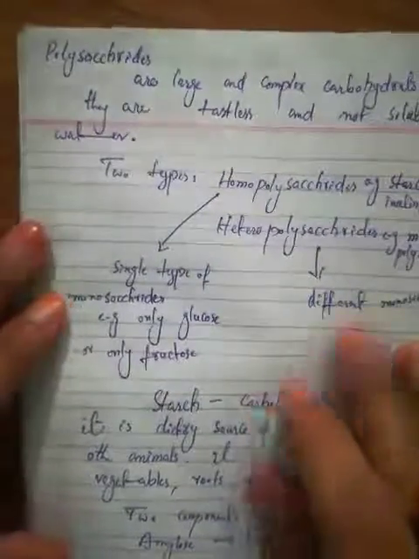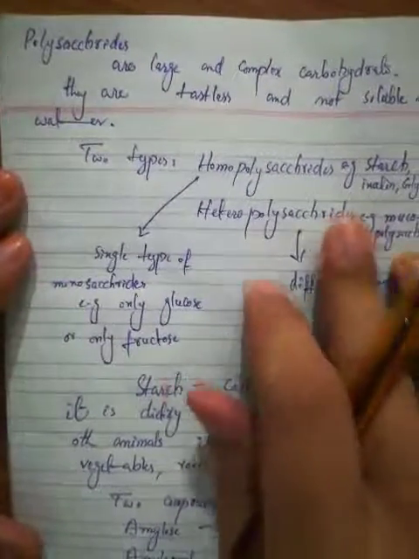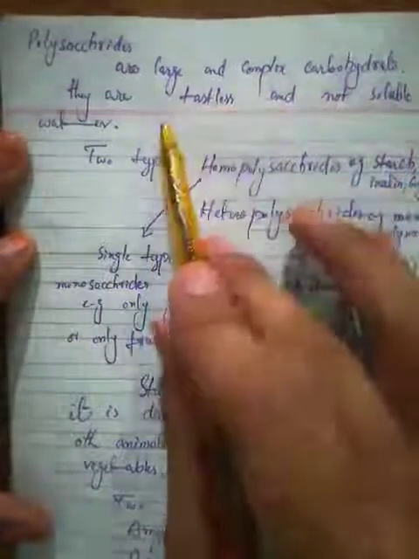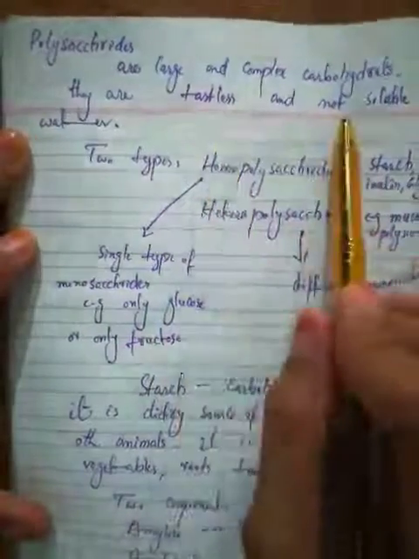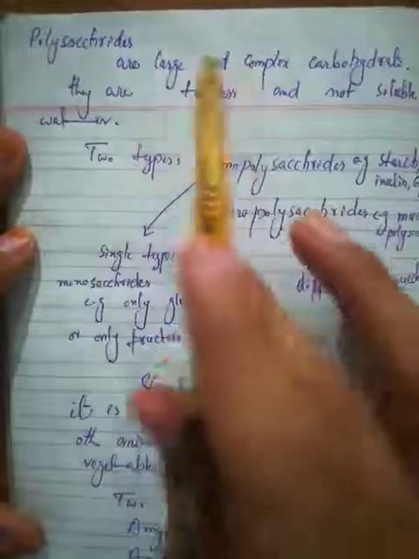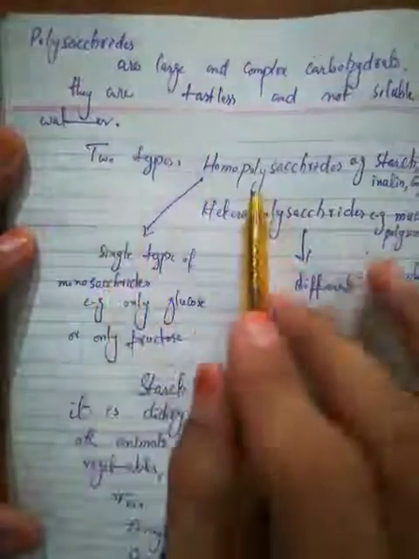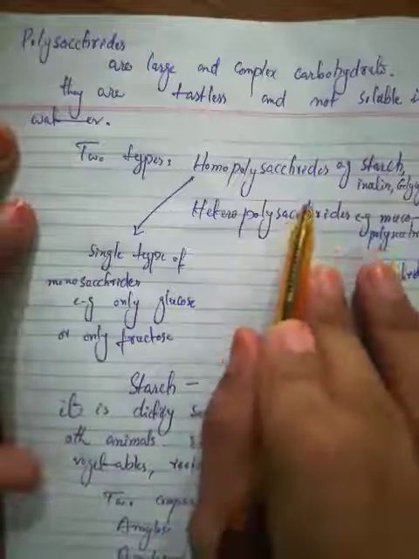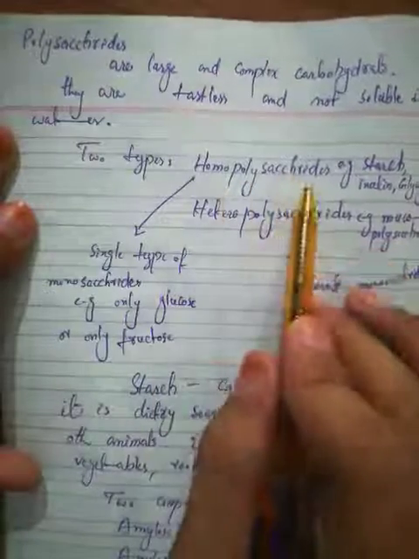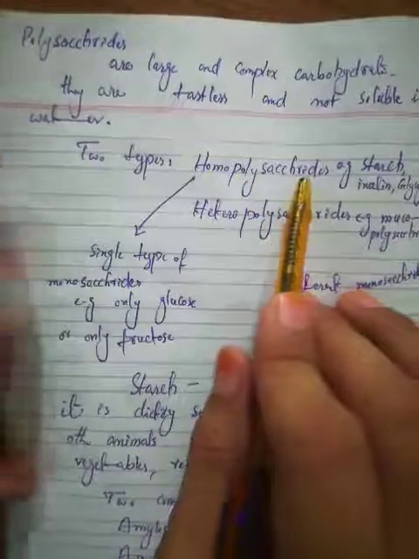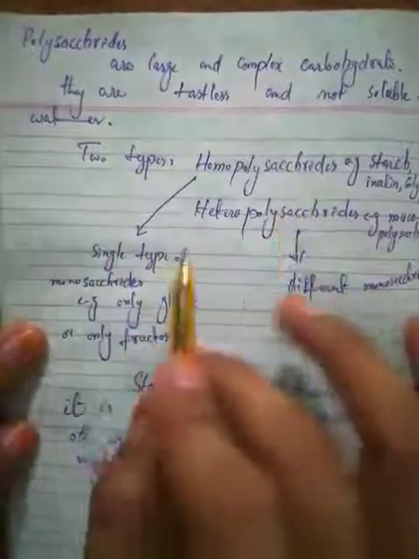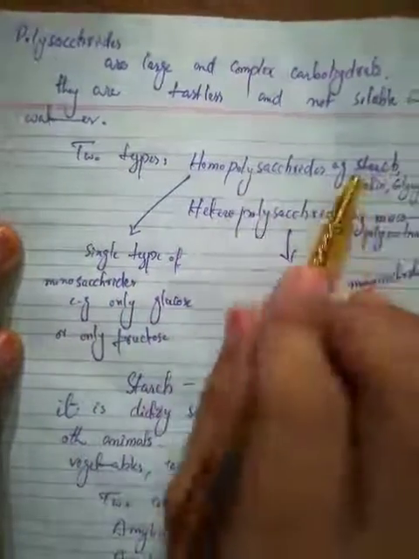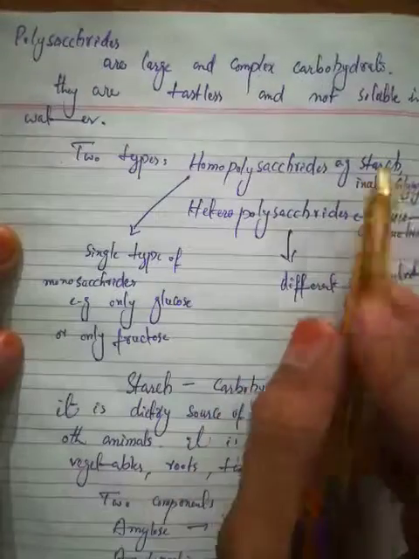Now polysaccharides. Polysaccharides are large and complex carbohydrates. They are tasteless and not soluble in water. There are two types of polysaccharides, homopolysaccharides and heteropolysaccharides. Homopolysaccharides are those polysaccharides which are made up of a single type of monosaccharide. For example, starch, inulin or glycogen.